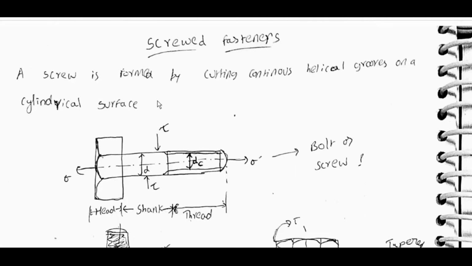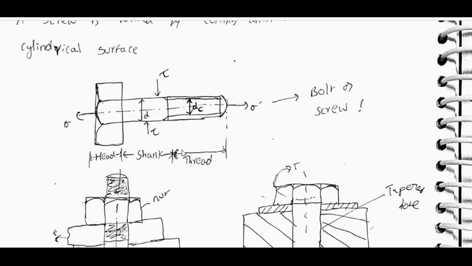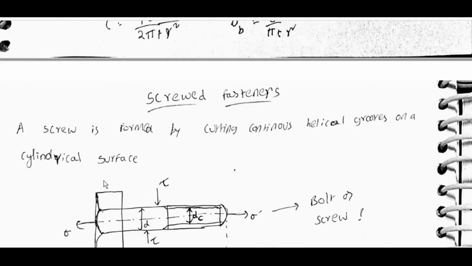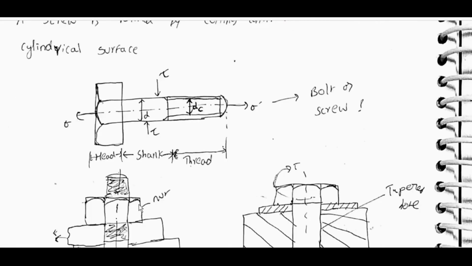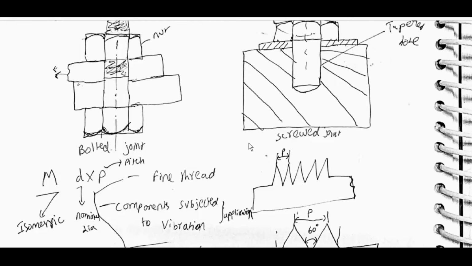Screwed fasteners. A screw is formed by cutting continuous helical grooves on a cylindrical surface. Is this a bolt or a screw? Head, shank, thread. This is the thread, shank, head. Tau, sigma. A bolted joint, it will be like this, with a nut. A screwed joint has a tapped hole.